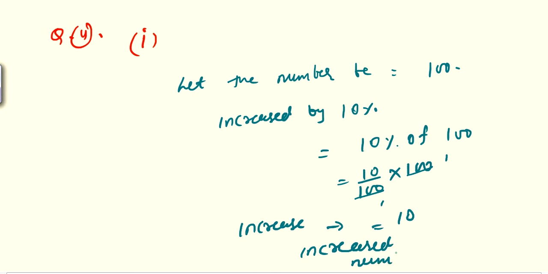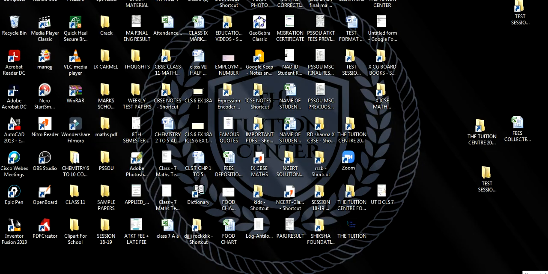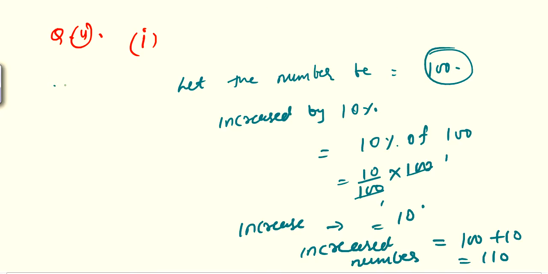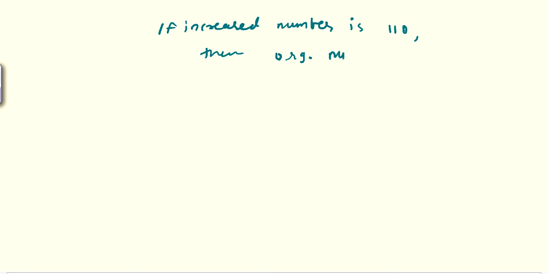So now we will find the increased number. As you know, to find the increased number, simply add what you have assumed and the increase that came. So how much is it? 110. Okay. So now if the increased number is 110, then the original number that we have assumed is 100.